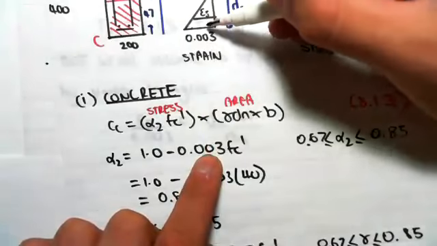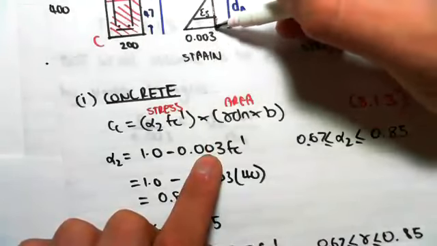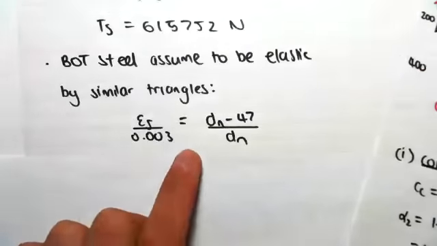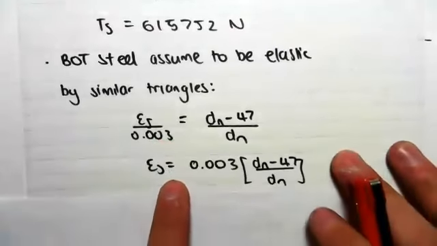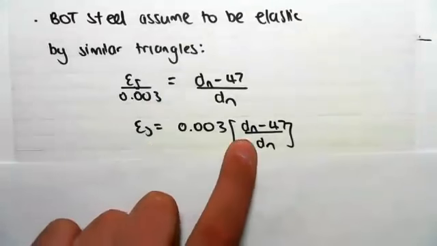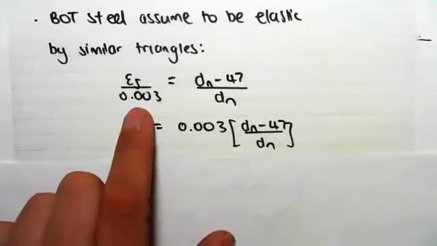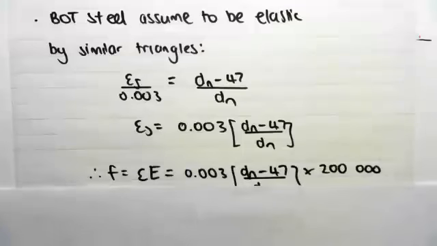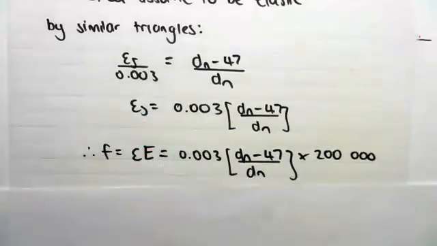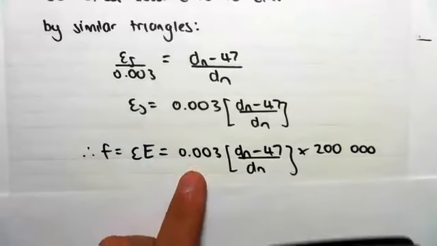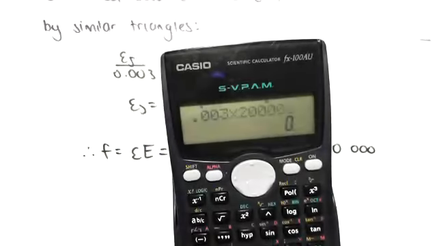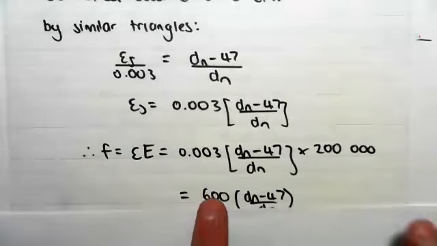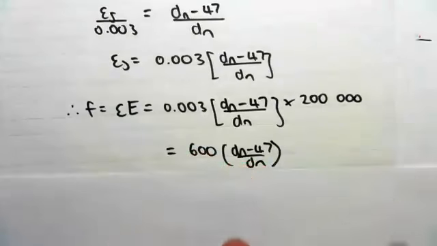Okay, so we've got that on that is equal to that on that. Solving this, we get εs is equal to 0.003 times (dn minus 47) on dn. So just cross multiplying for 0.003. We can then work out the stress. Stress is just the strain times the elastic modulus. So it's going to be 0.003 times 200,000, so 600 times (dn minus 47) on dn.